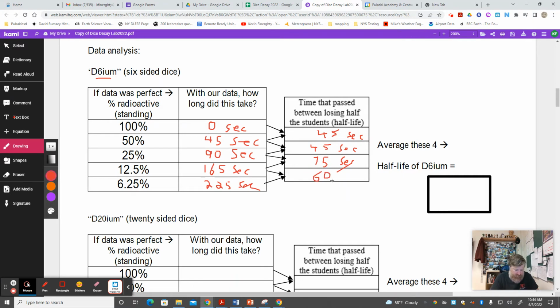If I average those, 225 divided by 4, about 56 seconds. So we're saying in this experiment where a die takes about 15 seconds to roll, every 56 seconds, we should lose half of them. If I started with 100 dice, it should still work. If I started with 1,000 dice, it should still work. About every 56 seconds, we'll lose half the dice.